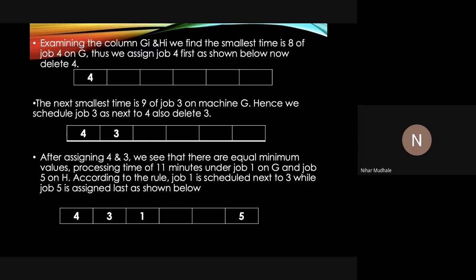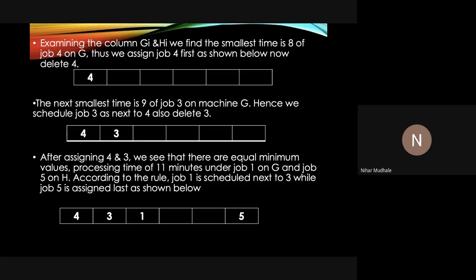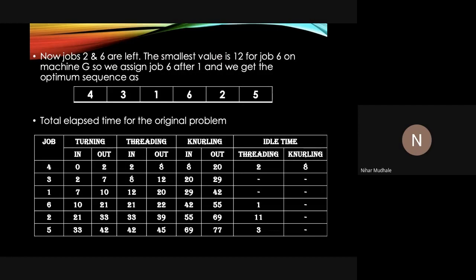Job 3 is scheduled next to 4, and we delete it. After assigning 4 and 3, we see that there are equal minimum values, a processing time of 11 minutes, under job 1 on G and job 5 on H. According to the rule, job 1 is scheduled next to 3, while job 5 is assigned last, as shown below. Job 5 is always assigned to the last position, and 1 is assigned after 3. Now jobs 2 and 6 are left.